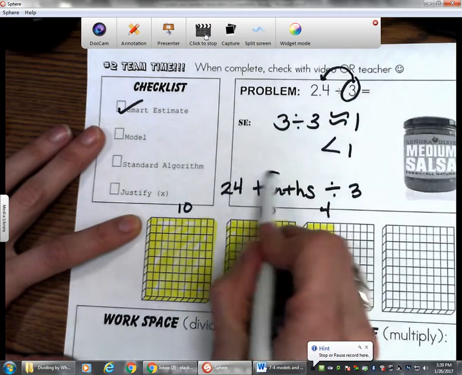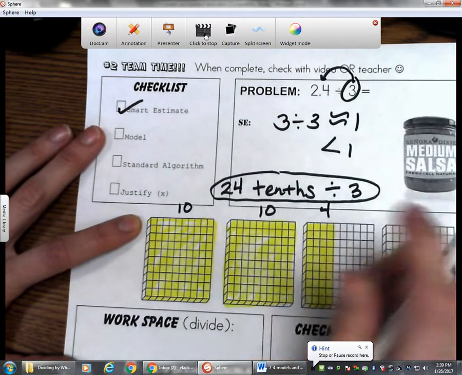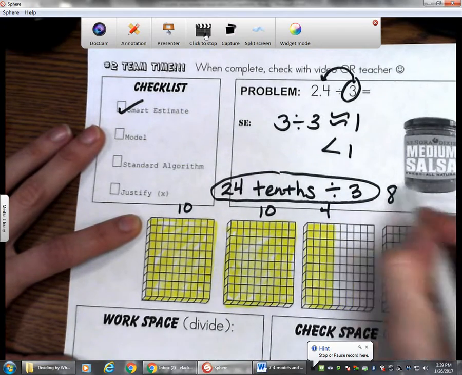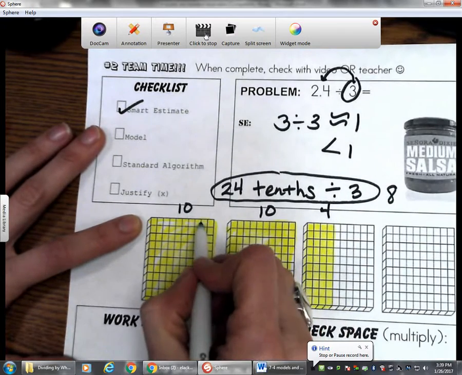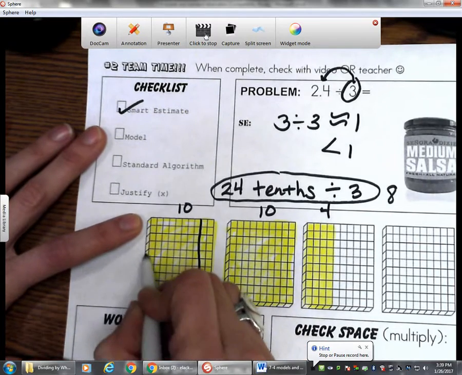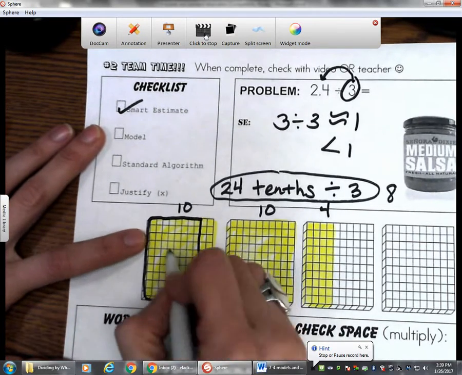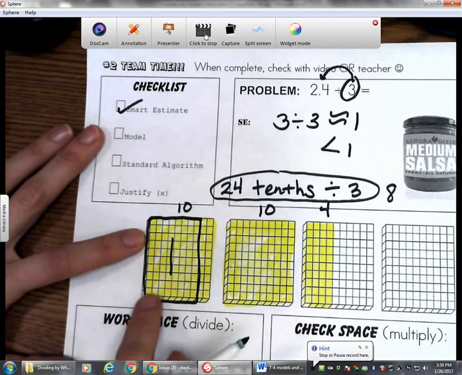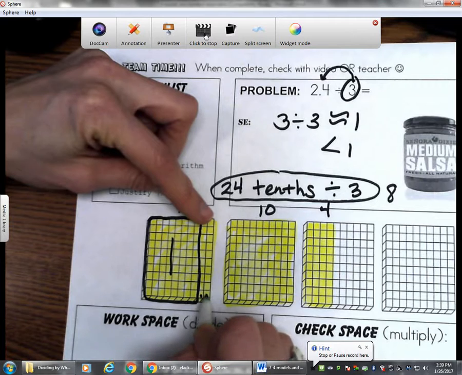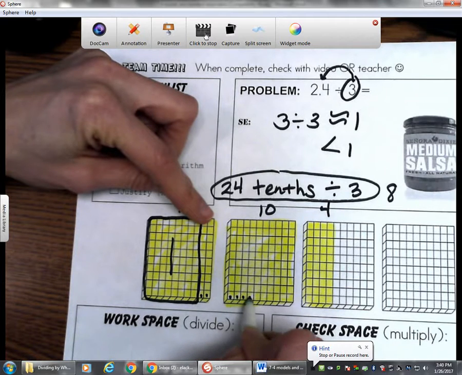So I start to think about that, and then I say, well, 24 divided by 3 is 8. So I bet there's 8 tenths in each. And if I line that up, okay, this could be group 1. I put 8 tenths in there. Now group 2, 1, 2, 3, 4, 5, 6, 7, 8.